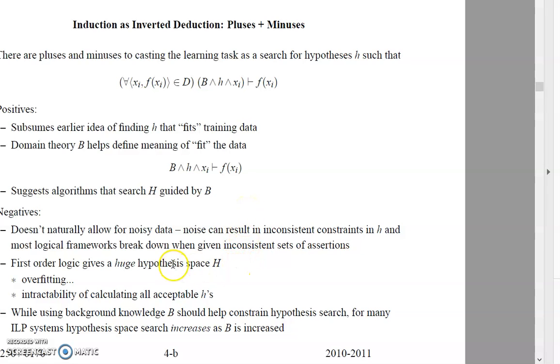Another thing is, since we are using the background information, one extra literal will also be added. So a huge hypothesis space will be created. It may lead to overfitting. Also it may lead to intractability in calculating the acceptable H. When selecting a consistent H, tracking will be a little difficult for us.